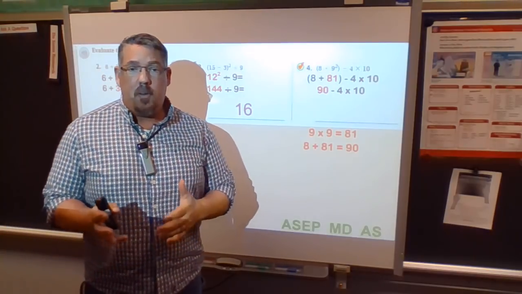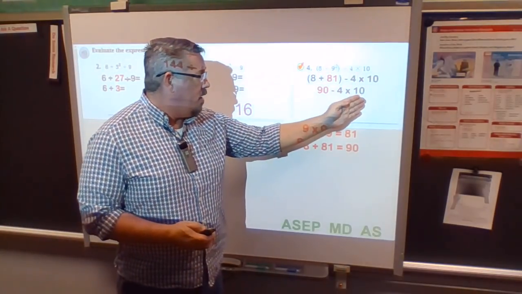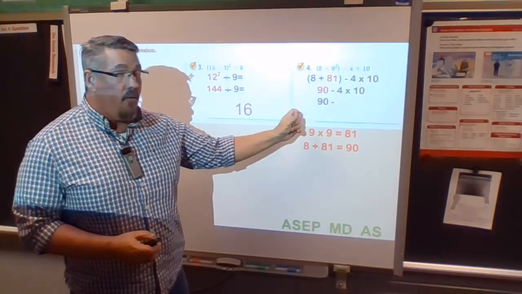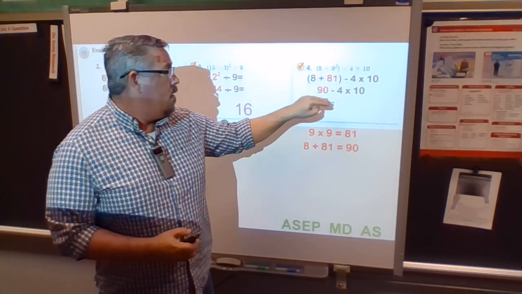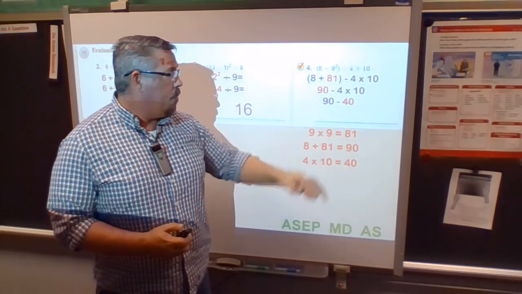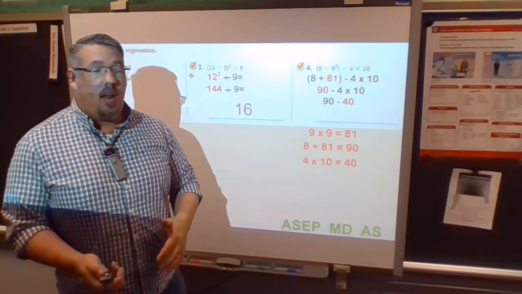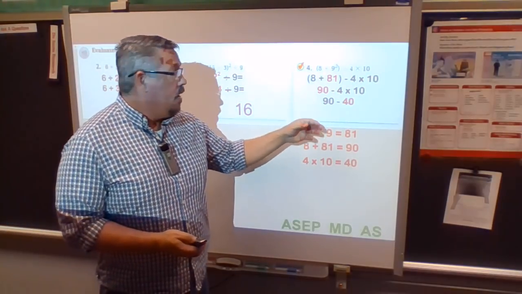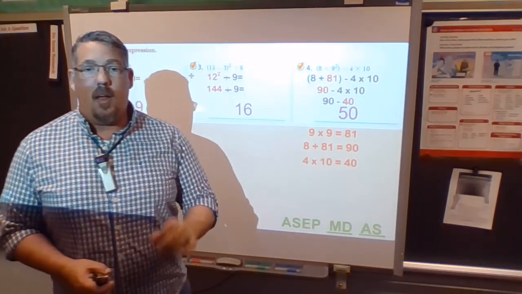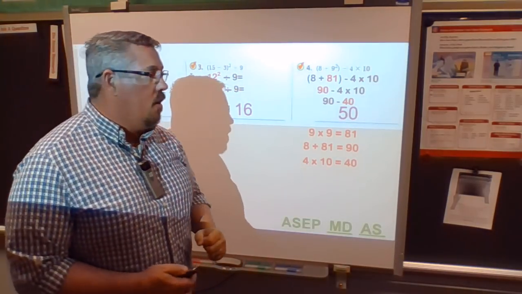Now I have my multiplication. So I have 4 times 10, and 4 times 10 is going to be 40. So I should have 89 minus 40 once I do my multiplication, and I plug it in. 89 minus 40, not 90, 89 minus 40 would then give me 49 as my answer, and not the 50 that it appears to be on my board.